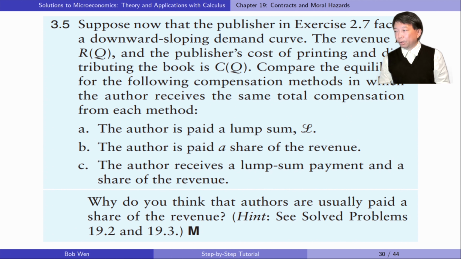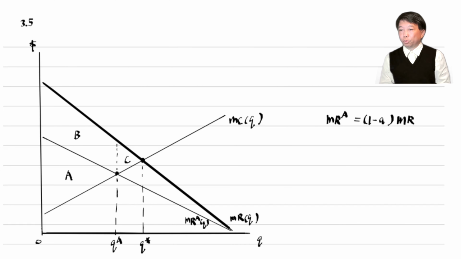A. The author is paid a lump sum. B. The author is paid a share of the revenue. C. The author receives a lump sum payment and a share of the revenue. Why do you think that authors are usually paid a share of the revenue? The publisher is the agent, and the author is the principal in the principal-agent relationship. We redraw the graph. The marginal revenue curves are downward sloping now.